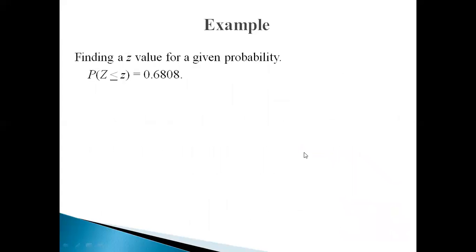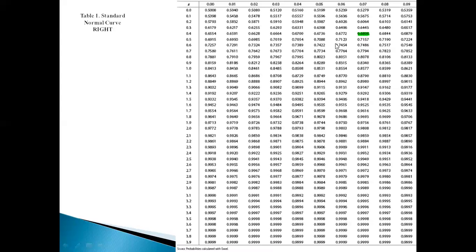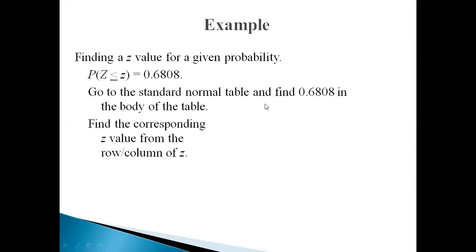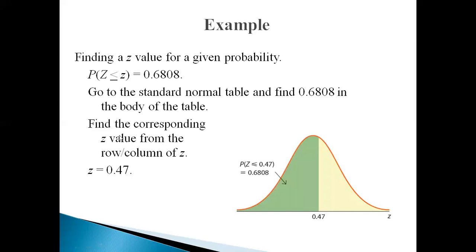All right. We can also go the other way. So instead of finding the z value in the table and getting a probability, we can start with the probability and find the z value. So it says find the z value for a given probability. Well, it's 0.6808. I highlighted it because it sometimes takes me a while to find these, and so that is 0.47. And so we go to the table, find the 0.6808, and it corresponds to that 0.47, which I said.